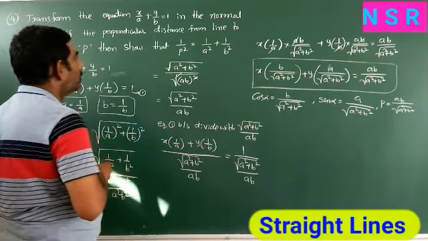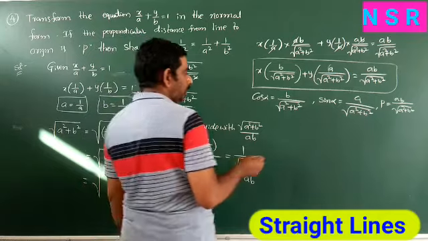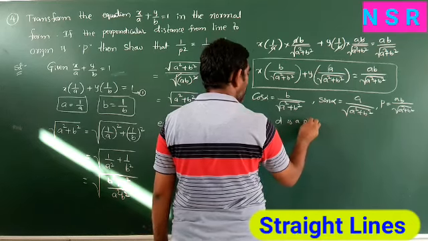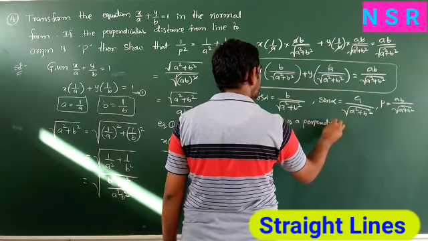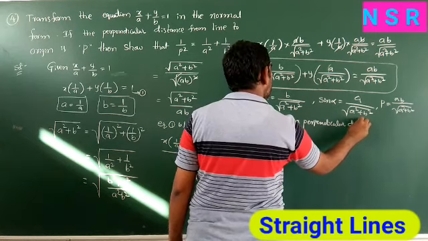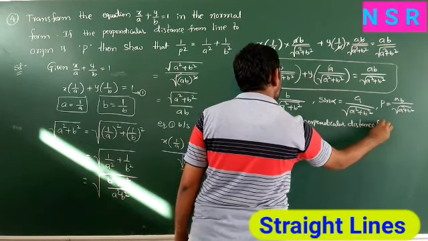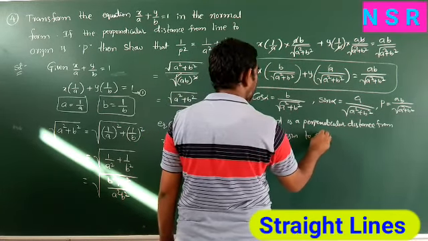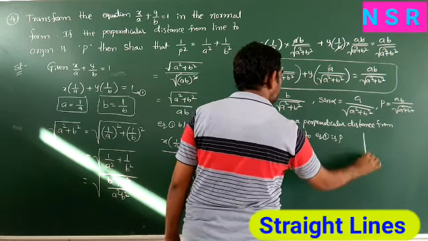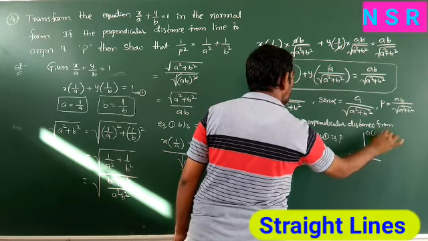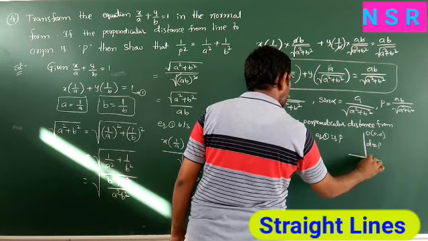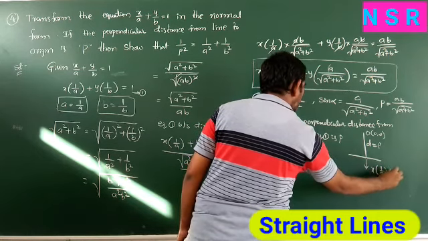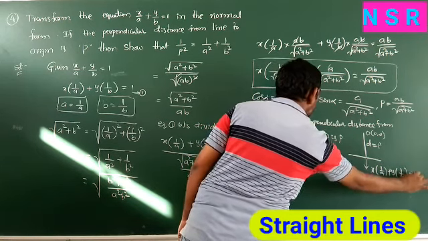Next, the other part: the perpendicular distance from the origin to this line is p. So d is the perpendicular distance from the origin to equation 1, which is p. This is the origin, 0 comma 0. So here d equals p, and the given line is x into 1 by a plus y into 1 by b equal to 1.